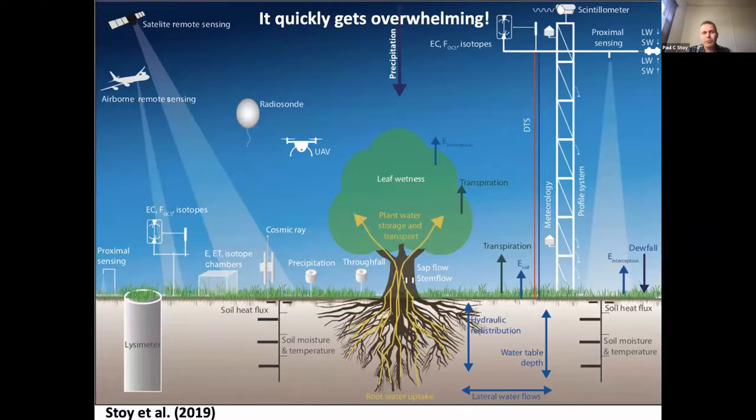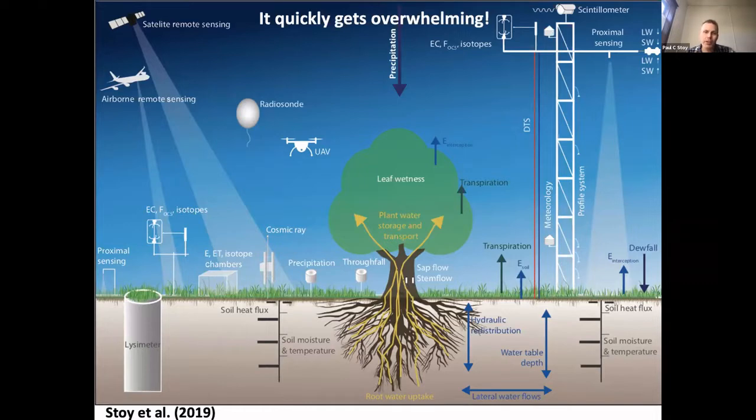This is from a paper that we published in Biogeosciences recently in 2019, showing all of the different ways that we can think about or look at transpiration, evaporation, and water cycling. Satellite, airborne, and UAV remote sensing; we have radiosondes to make profiles. We have eddy covariance, we can study isotopes, we can measure chambers, there are cosmic-ray methods for measuring soil moisture. We have precipitation tipping buckets, we can measure throughfall, sap flow, stem flow, leaf wetness, all of the different places that water can go. And of course, this is quite a lot, right? Lysimeters, water table depth, soil moisture at depth. This is hard. How can we better understand two of the most important fluxes here, namely transpiration and evaporation?